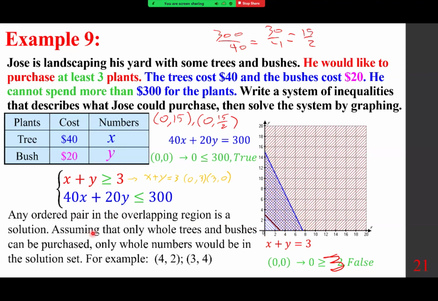Assuming that only whole trees and bushes can be purchased, only whole numbers would be in the solution set. For example, 4 and 2, if you look at this point, just as an example. There are infinitely many solutions, everybody. But if you want to go with whole, just as an example, this would be 4, 2, and this would be 3, 4. Just as an example.